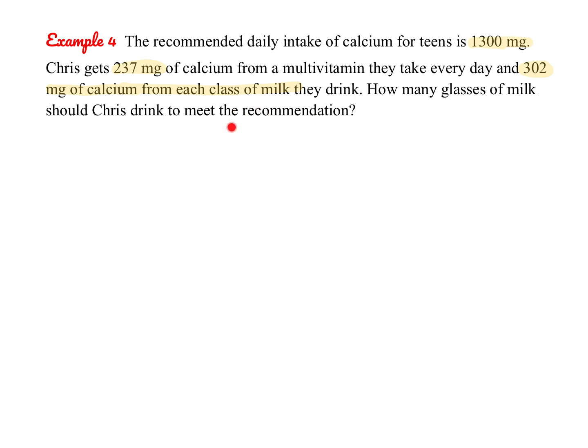So if you're meeting this recommendation, that means that you're getting 1,300 or more. He's not aiming to get exactly 1,300, he's aiming to get 1,300 or more. So first we do need to define a variable. Since the problem is asking how many glasses of milk should Chris drink, I'm going to say G equals the number of glasses of milk.